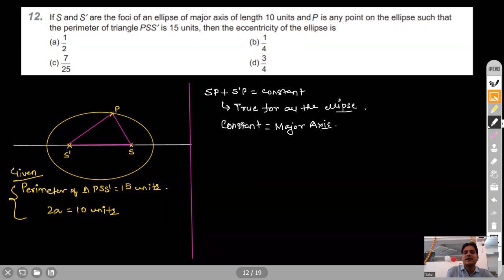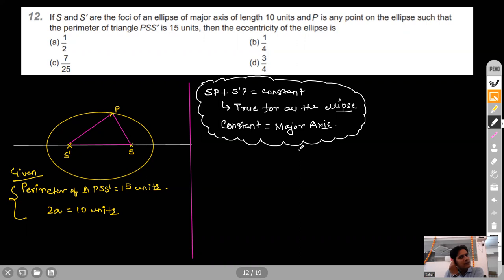This value of constant is equal to the major axis. If this information is known to you, you will be able to crack this question. Whether you know it or not, I don't know. But in the same way, we can define the ellipse also.